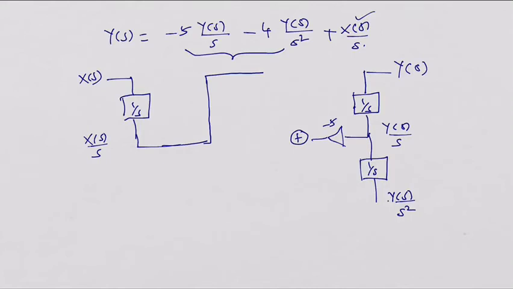And it will be multiplied by a multiplier with a multiplication coefficient minus 4. If you add all of them, you will get it like this. So in this branch, two terms are to be added with this term also. So I just take an adder here.